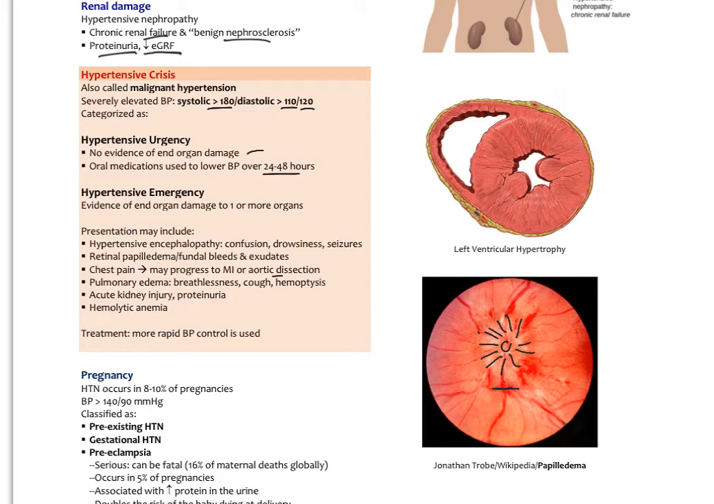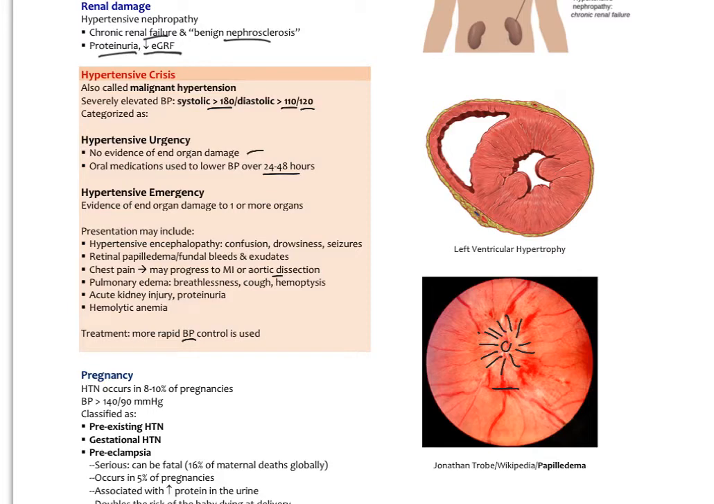Pulmonary edema with breathlessness, cough, and hemoptysis. And then acute kidney injury with proteinuria and hemolytic anemia, where your blood actually hemolyzes due to the increased pressure and turbulence in the blood. And this requires emergency rapid control, usually with intravenous agents, IV sodium nitroprusside, some of those others we talked about in the cardiovascular medication video.